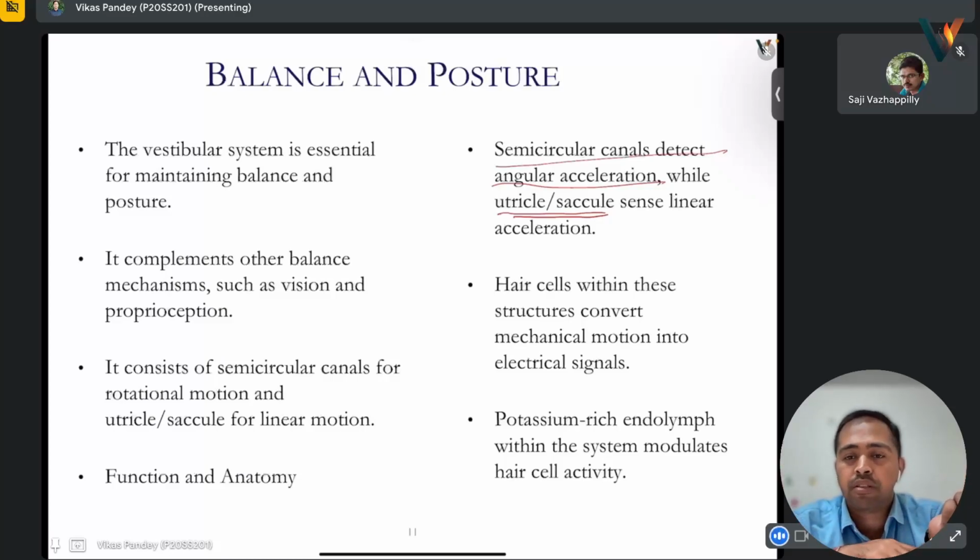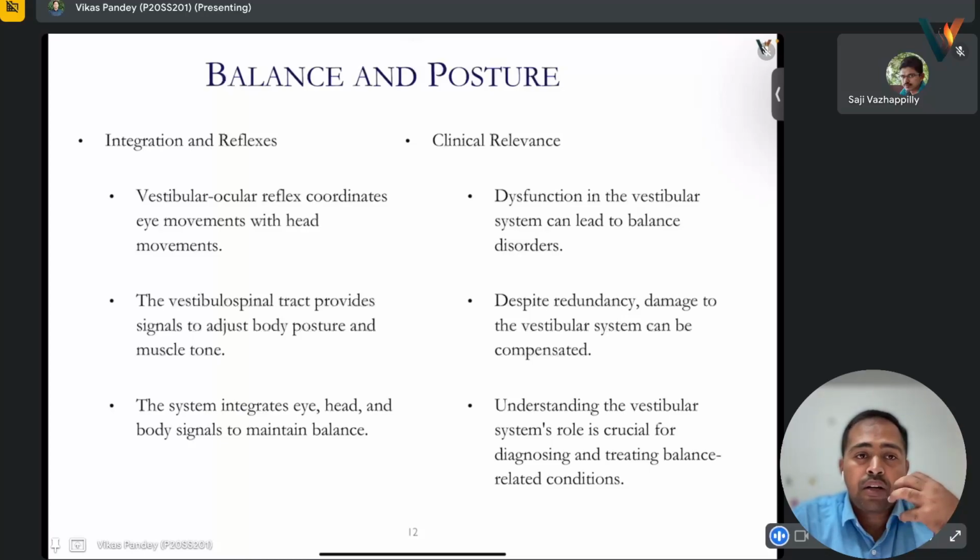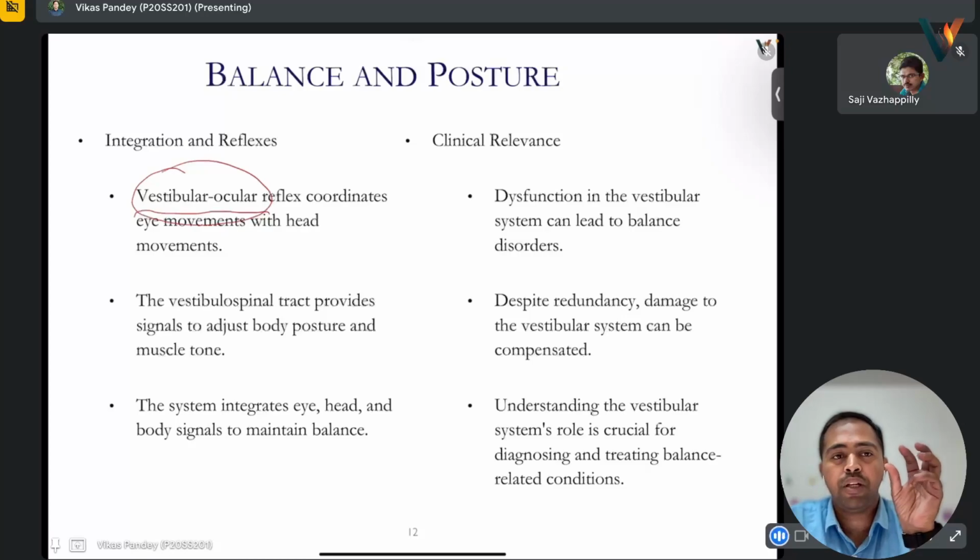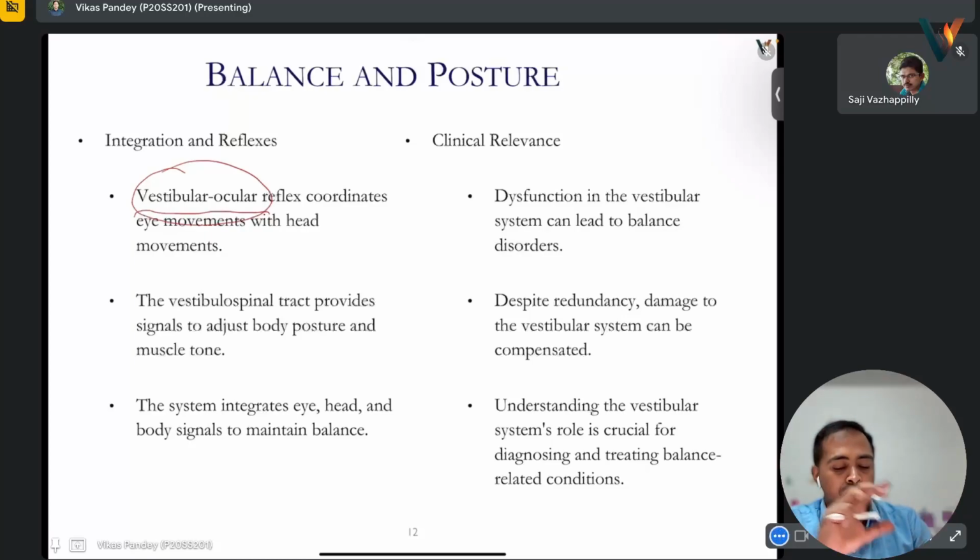And here also potassium rich endolymph helps in modulating the hair cell activity, how fast, how less. And if I am moving in a circular motion, then there will be the semicircular canal structures. So from this vestibulo-ocular reflex, we can say that this is the path that controls the eye movement when our head is moving.